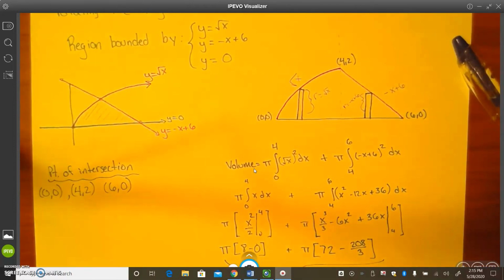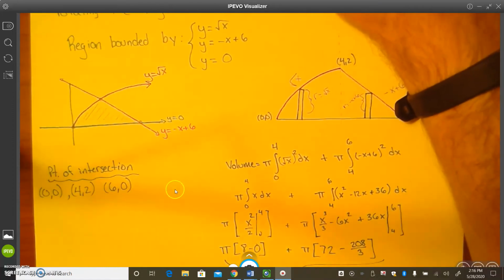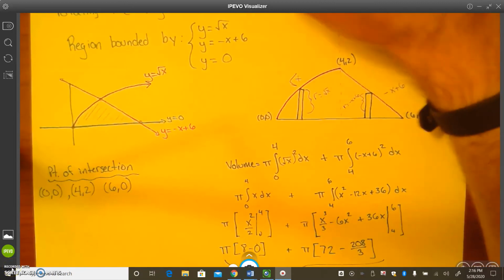Now, we'll get into more details on Monday, but that's kind of what the project's going to be dealing with: finding an object and then using that object to create some equation, some region, and of course the integral for the volume. So start thinking, get creative, and look out for the project on Monday. Enjoy your weekend, folks.